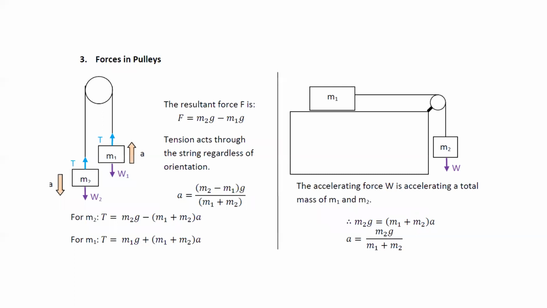Then two objects can be attached by a pulley. If one is moving downward, the other one is moving upward. Because acceleration is there, the resulting force will be equal to ma. So for m2 the weight is more. So instead of writing m2g, we can write w2 minus.